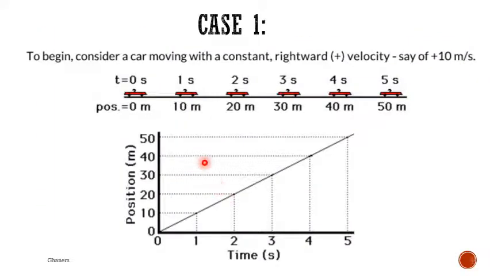Let's take case study number 1. As you can see, the car is covering the same distance during the same time interval. Then the car is moving with a constant speed. After showing these values on this x versus t graph, we can see an increasing straight line. Then we can say that this car is moving along the positive direction and the speed is constant.